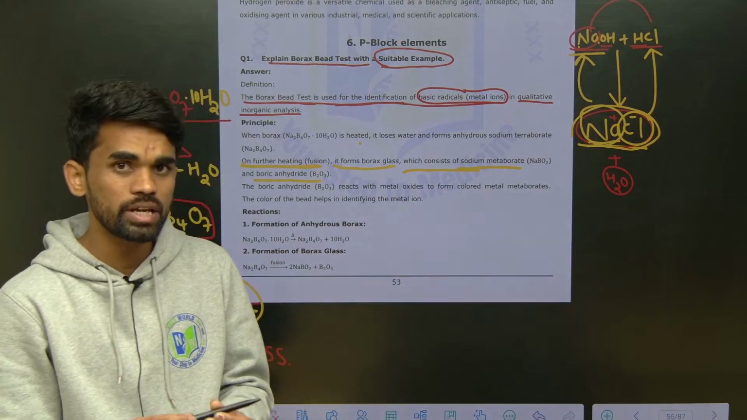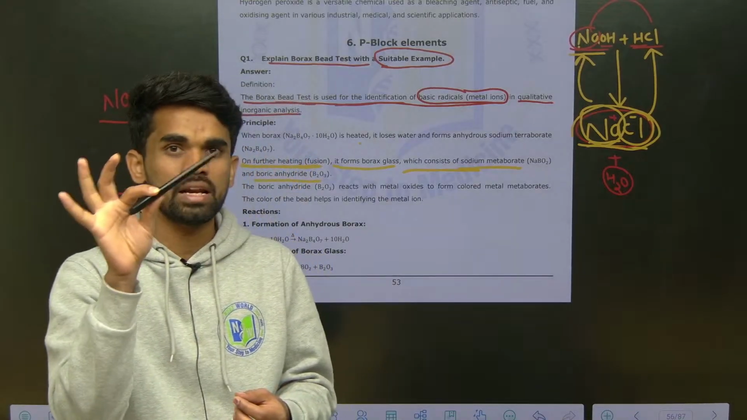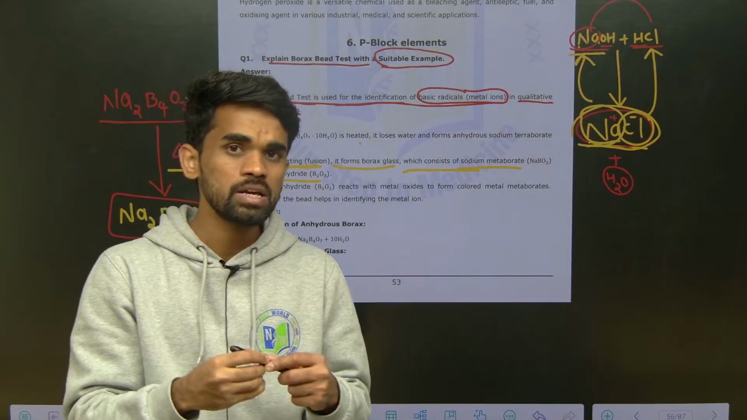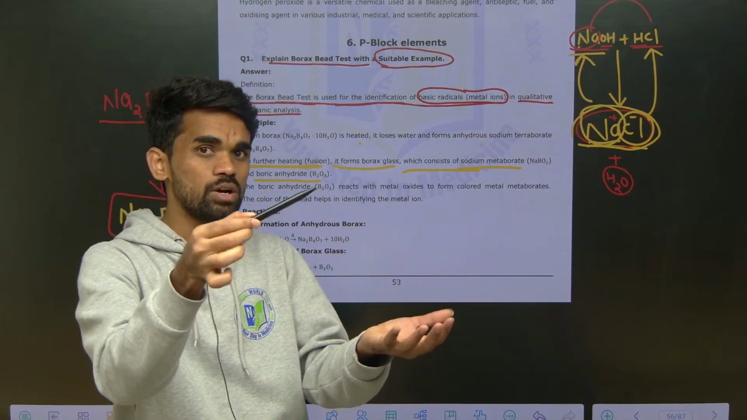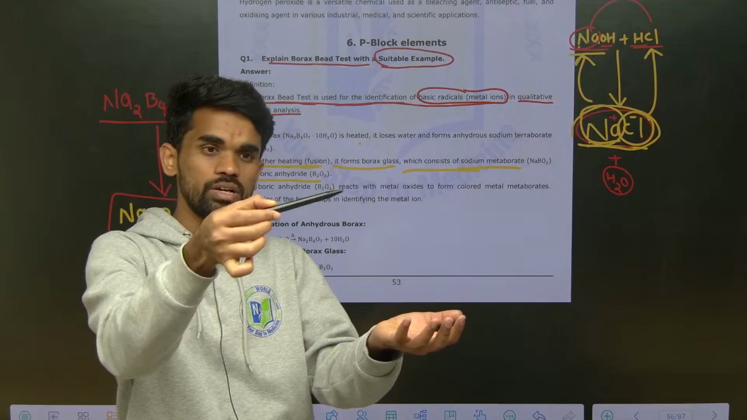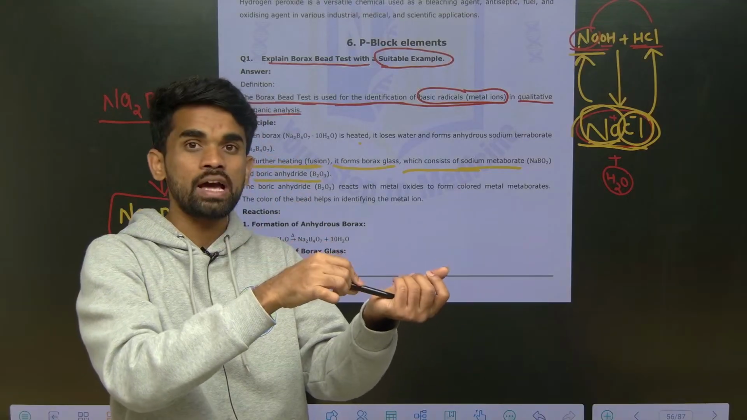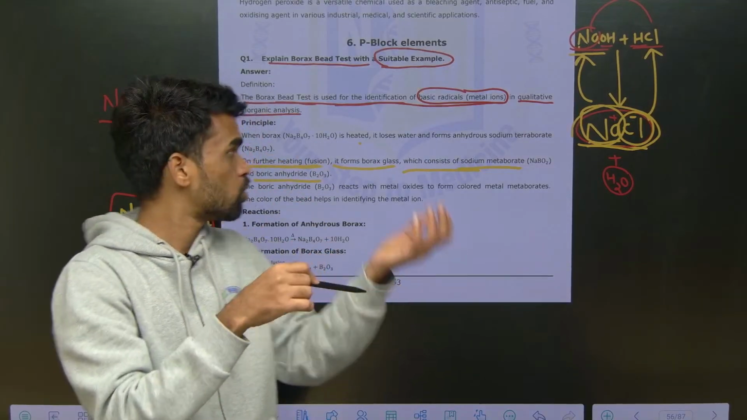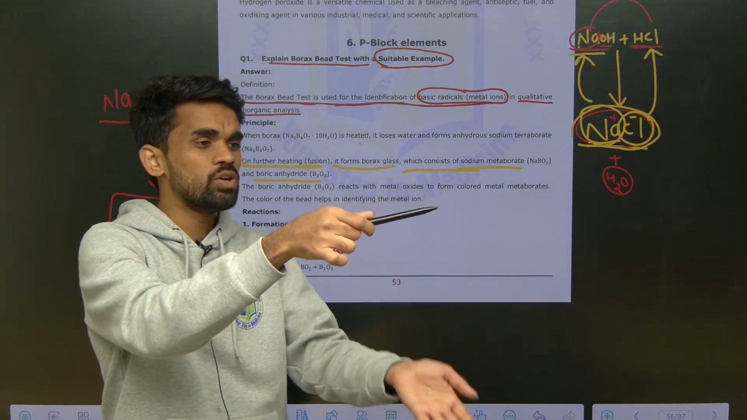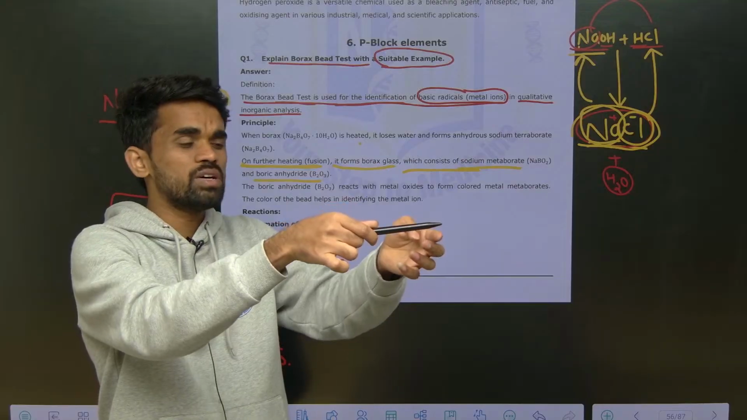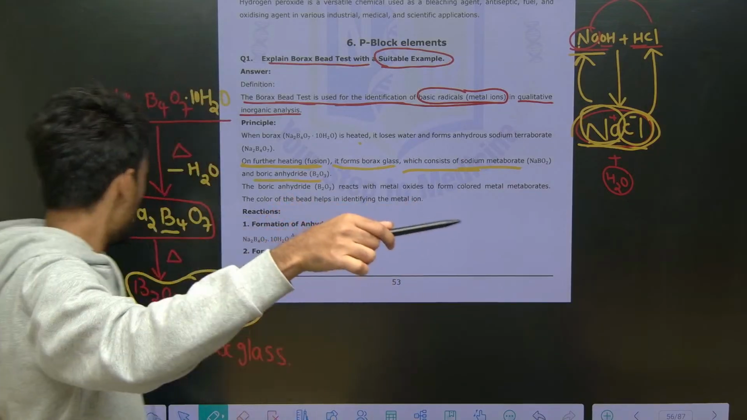Now what you need to take is a platinum wire, a platinum loop. Consider this is a platinum loop, and you keep this platinum loop in the borax compound here. Now you take it to the flame. What happens when you keep it near the flame? First of all, it undergoes dehydration and forms this one.